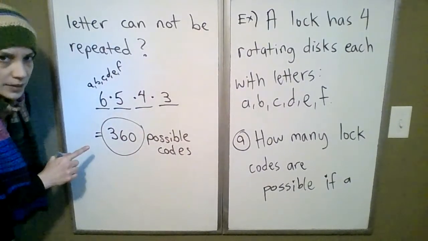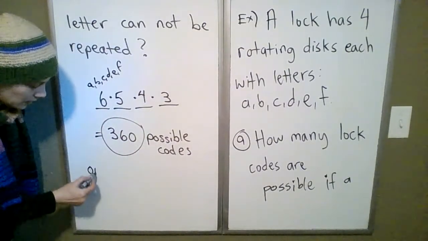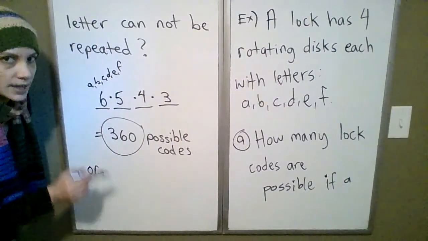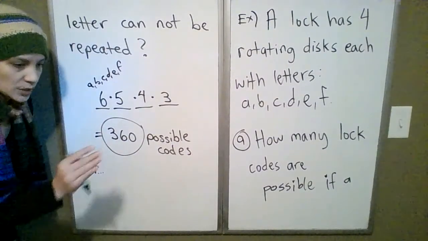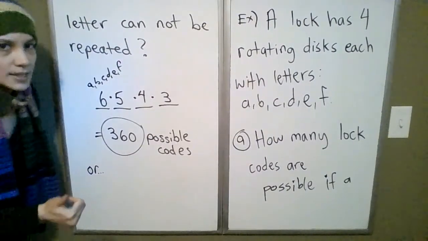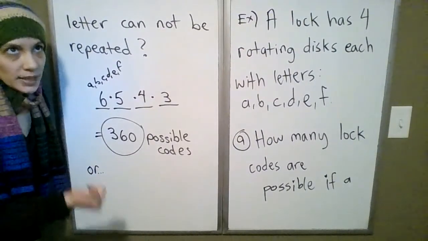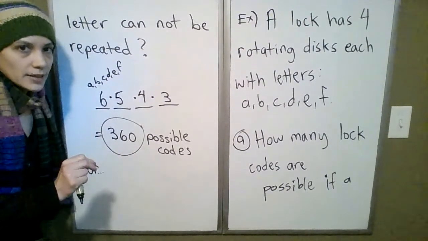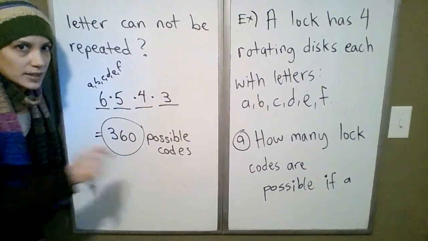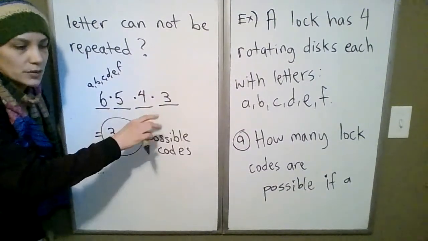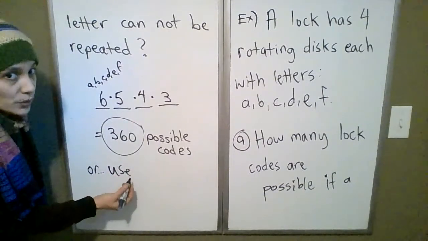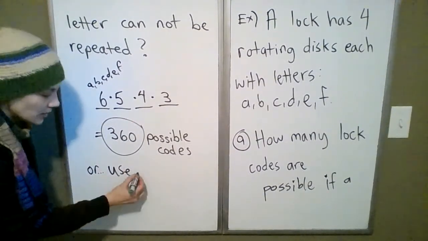There's another way to think about this. You could use a permutation, because the order in which you put the letters in the code does matter. So order matters, and it's without replacement. Once we pick a letter, we don't put it back. We use that letter, and then we pick another letter, and then another. And again, we're putting them in a certain order. So if you want to, you can use permutations.